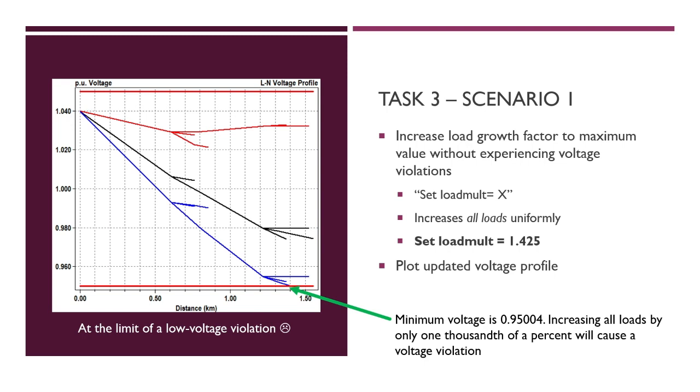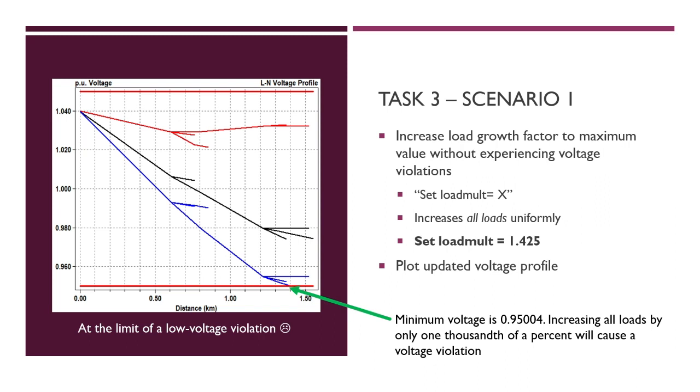Task 3 is where things started to get interesting. So this is where we had to increase the load growth factor to a maximum value without experiencing any voltage violations. And my approach to this was using the set loadmult function, which allows you to just input a decimal value and slowly increment your load. My approach was to increment by 1/10 of a point first, and then 100th of a point, and then 1,000th of a point.